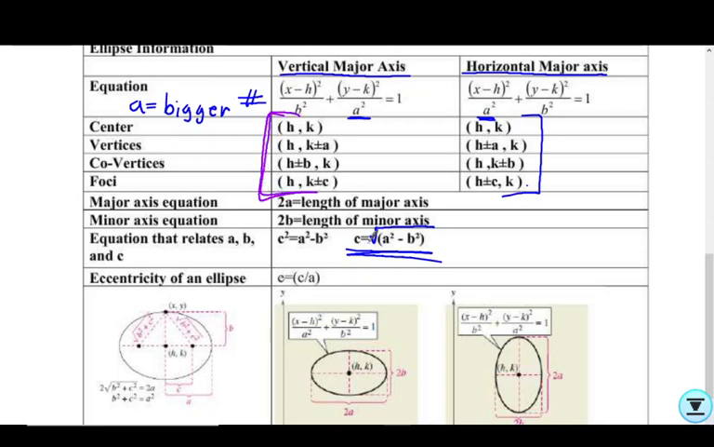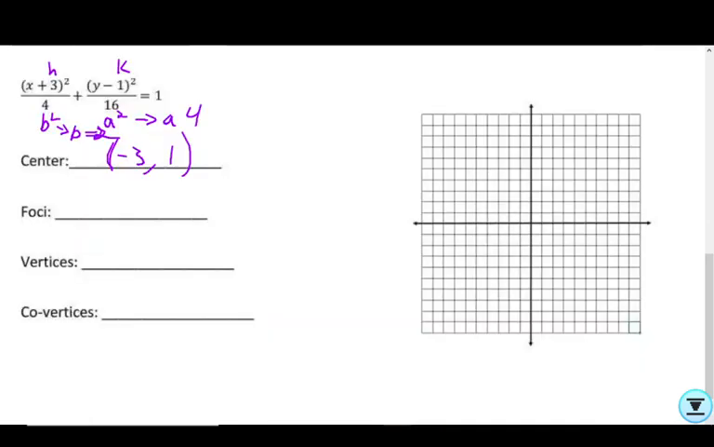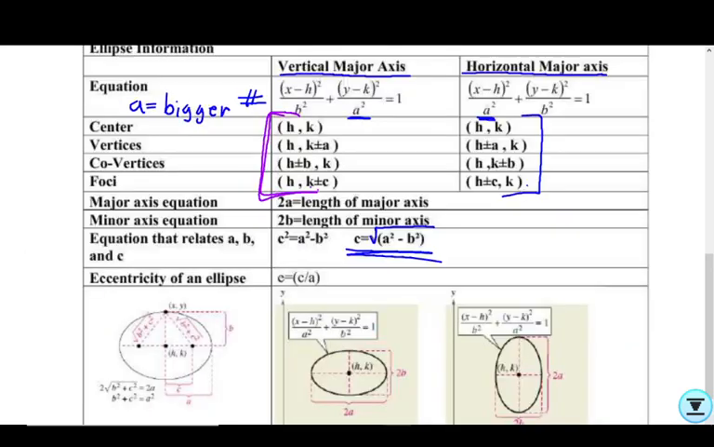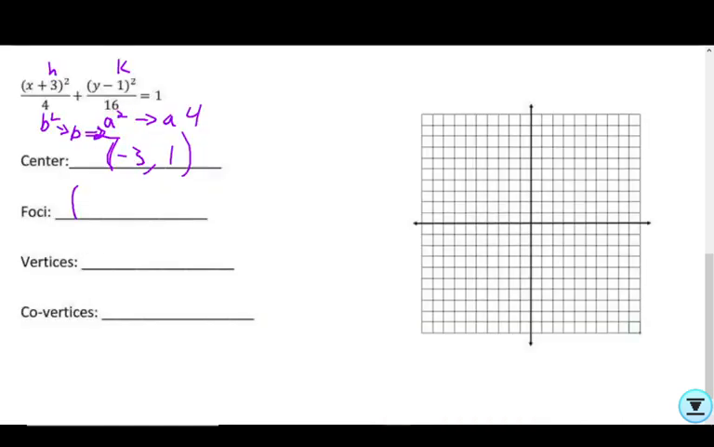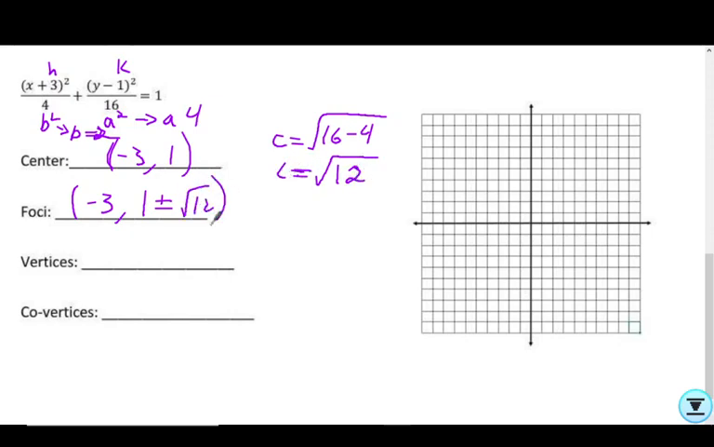C, we're using the same equation. But this time, my foci are going to be K plus or minus C instead of H plus or minus C. So I come back over here. My foci are going to be, like I said, H and then K plus or minus C. So H is -3, 1 plus or minus C, which is the square root of 16 minus 4, which is the square root of 12. So C is the square root of 12. That's where my foci are.